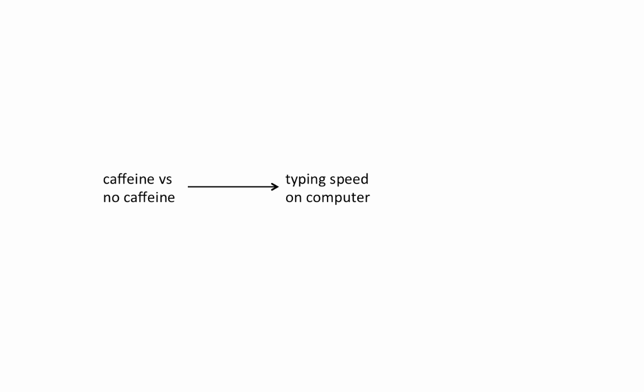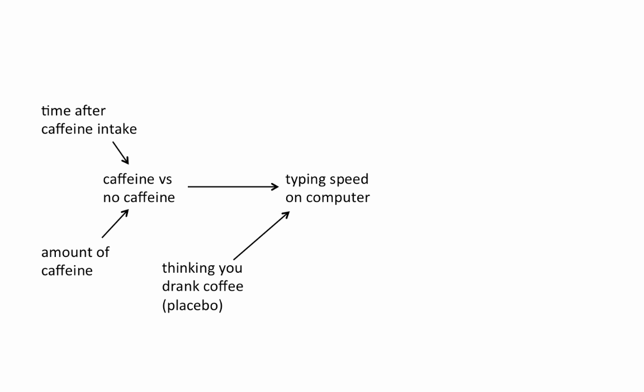Now, this is our basic experiment, but there are other variables that might affect our outcome. For example, the amount of caffeine. We want to control this variable by making sure that everyone who does our experiment gets the same amount of caffeine. Also, the time after they take the caffeine, after they drink the coffee, we need to control that. And we learned from our previous research that it peaks at 1 hour after you drink it. So let's decide that we're going to make them do the typing test 1 hour after drinking the caffeine. Some other things that might affect our results, thinking that you drank coffee, the placebo effect.